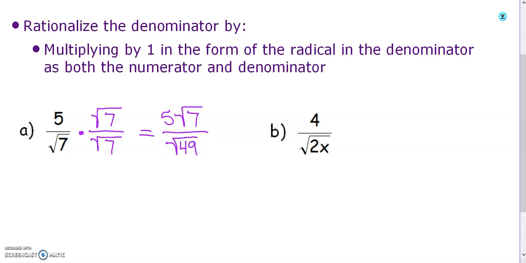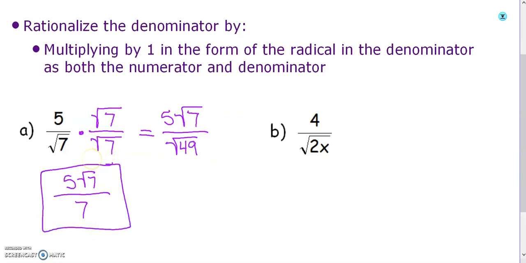And then we want to take a look and see what we can simplify. 5 radical 7 will stay 5 radical 7, but the square root of 49 we can simplify to be 7. Last thing I'd check is to see if 5 can be divided by 7, or if I can simplify that as they're both outside the radical, but in this case I cannot. Let's take a look at b.